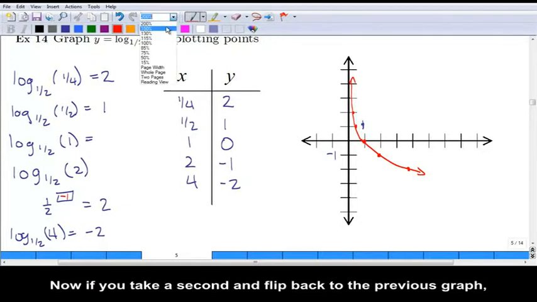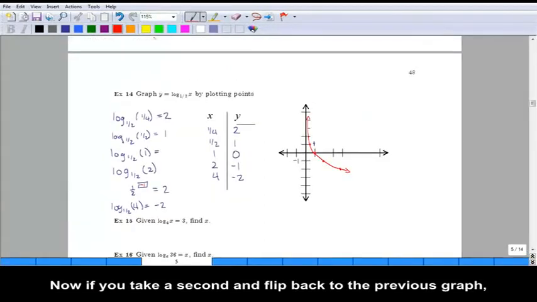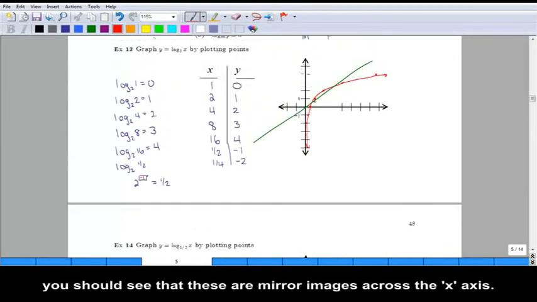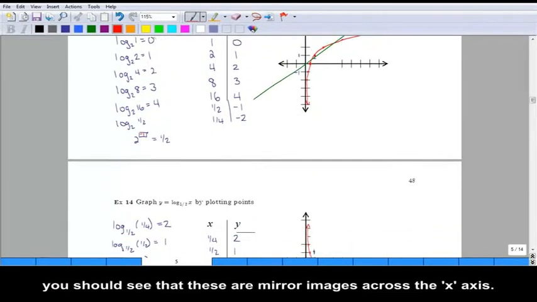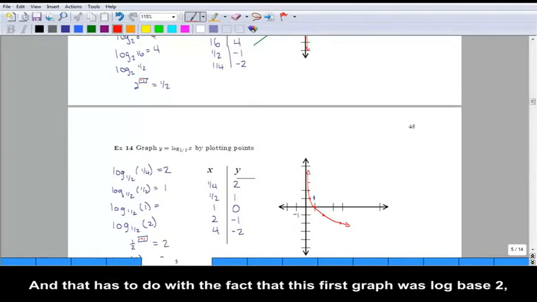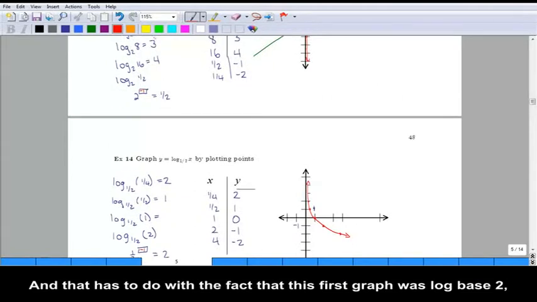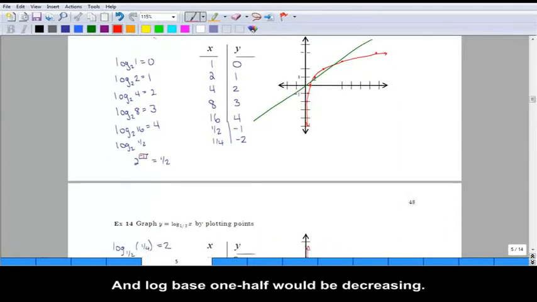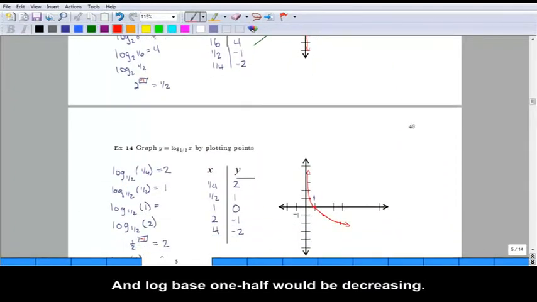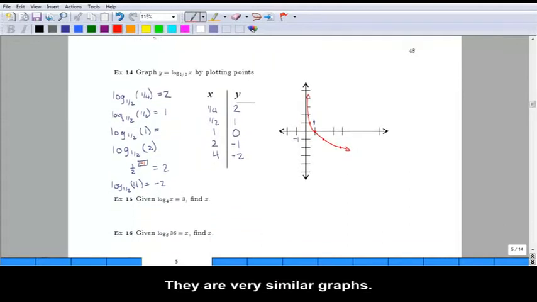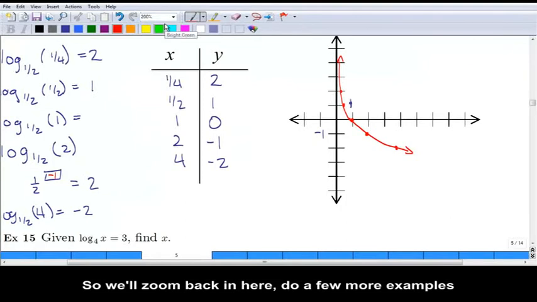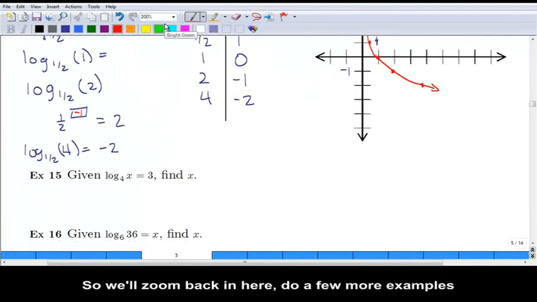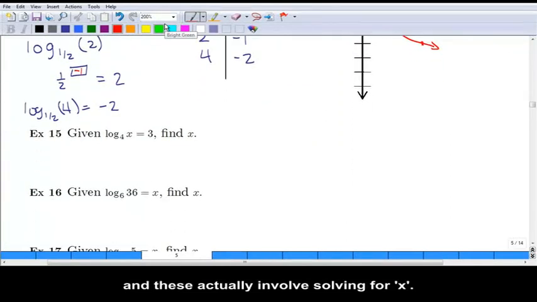Now, if you take a second and flip back to the previous graph, you should see that these are mirror images across the x-axis. And that has to do with the fact that this first graph was log base 2, so it was increasing, and log base 1/2 would be decreasing. But they are very similar graphs. So we'll zoom back in here, do a few more examples, and these actually involve solving for x.